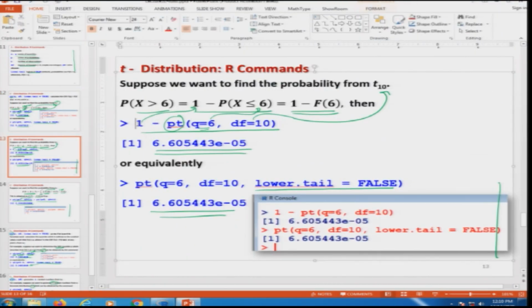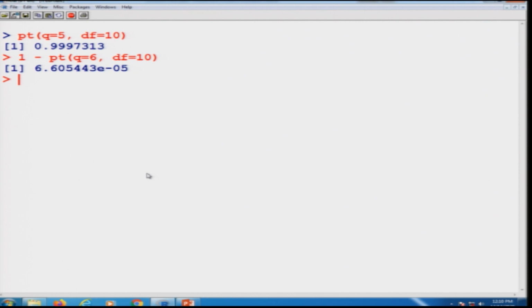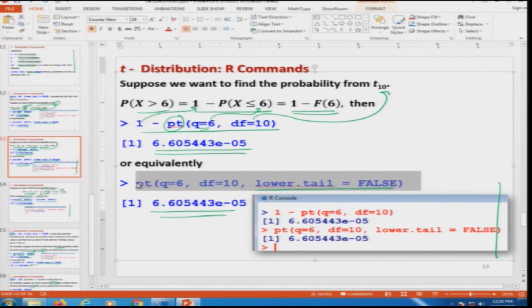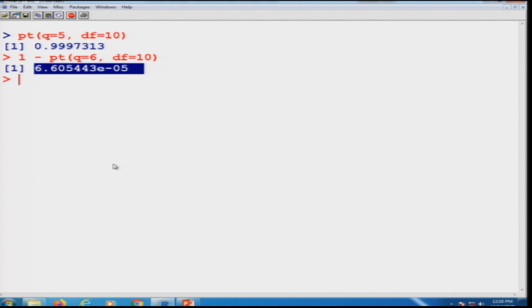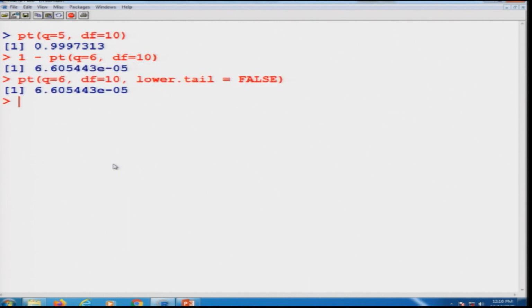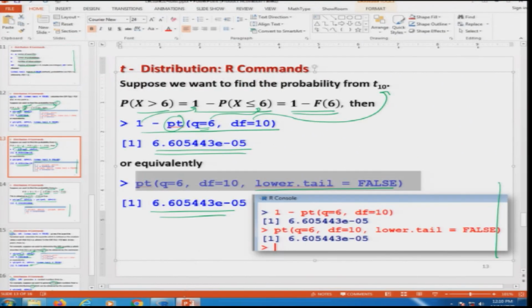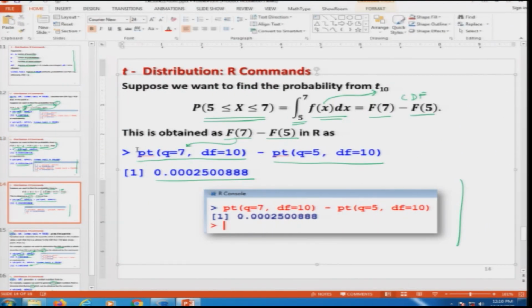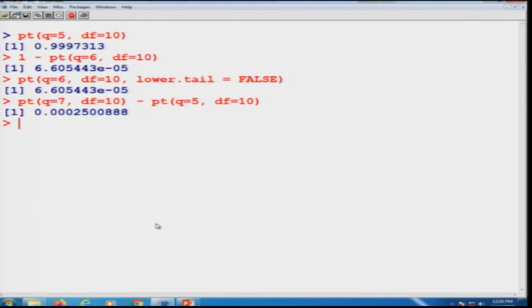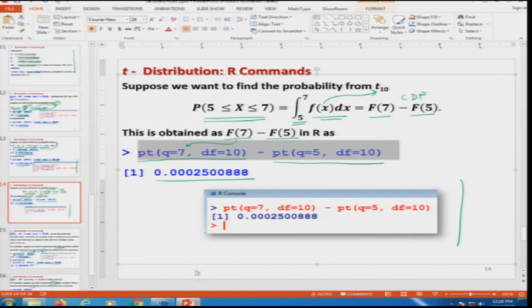Similarly, if you want to compute the probability of X greater than 6, you can use the command 1 minus F(x), and this gives you this value. If you use the option lower.tail equal to FALSE, you don't need the subtraction like 1 minus F(x), but it directly gives you the value of 1 minus F(x). You can see this value and this value are the same. Similarly, if you want to compute the probability of X between 5 and 7, this value comes out the same as what you saw in the slides.